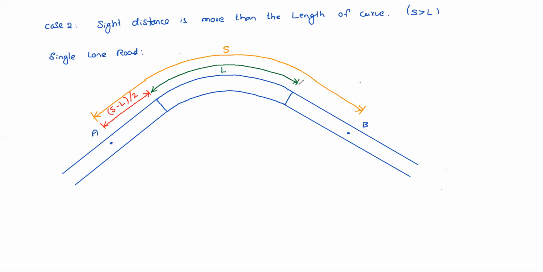So this part also, how much? S minus L by 2. Now setback distance is, I mean, this is the sight line, okay? Up to this line, everything should be clear inside the car, okay? Up to this line. So the center line of the road, I will mark.